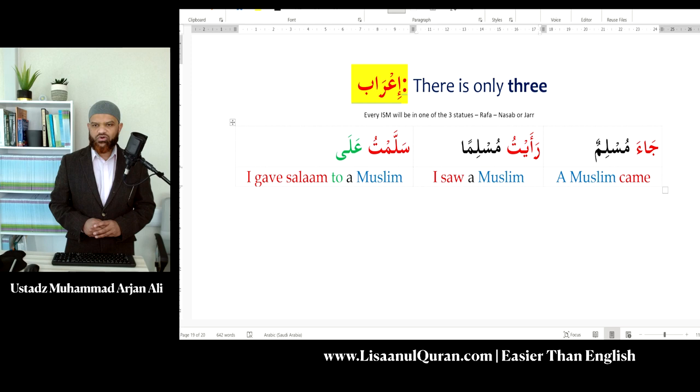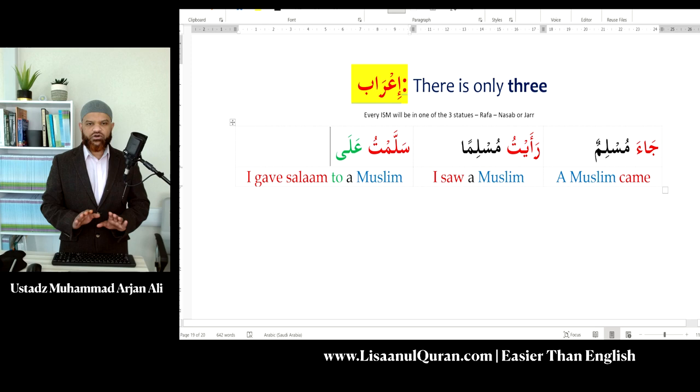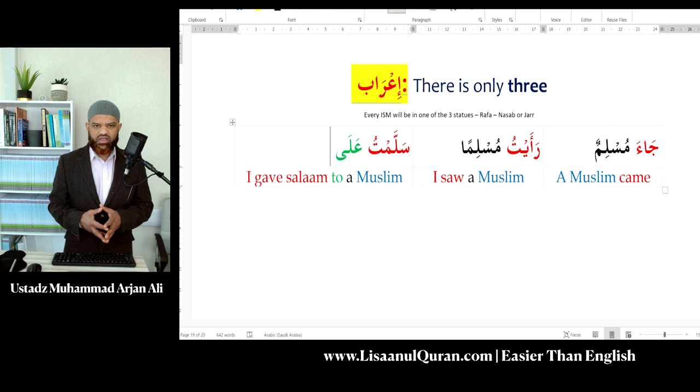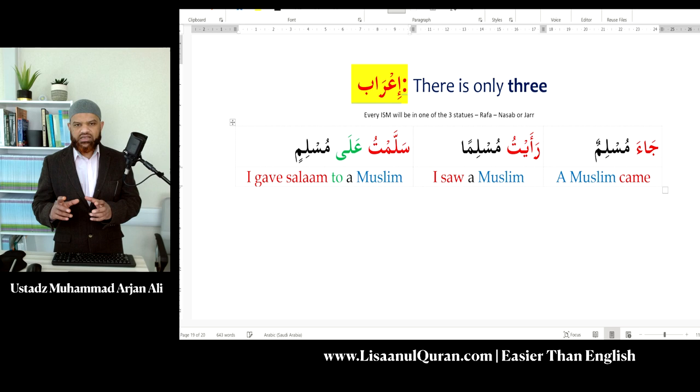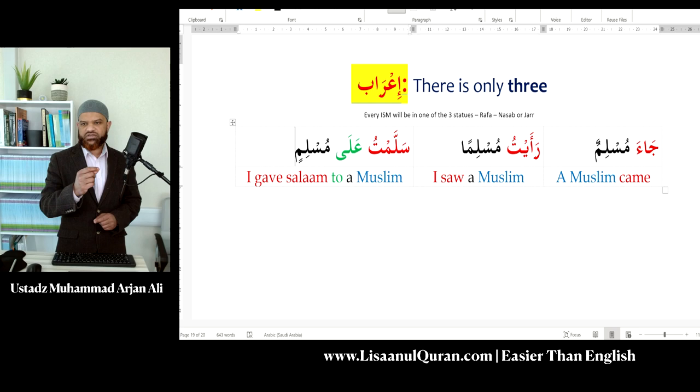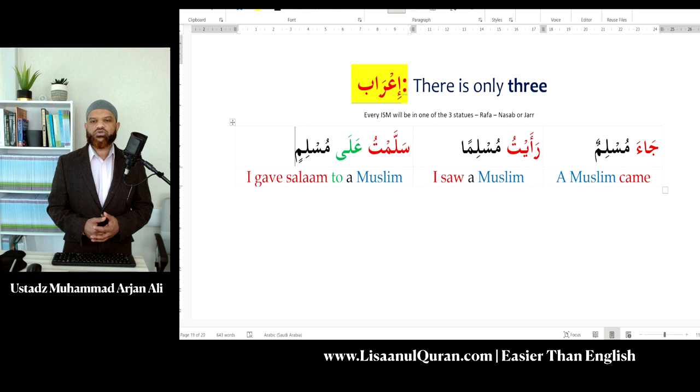In the third example, the word Muslim here is not playing the role of the object. I gave salam to Allah, it's coming after a word called 'to' in English. So anytime it comes after a word like ala, there are 17 of them, but we'll use ala as our example, it will be in jar status. So it will be Muslimin. So I gave salam to a Muslim, salamtu ala Muslimin. Please memorize these three sentences, write the English and the Arabic, and note the three i'rabs, rafa, nasab, and jar. And this will help you, inshallah ta'ala, in remembering the subject of i'rab and also beginning to use them in sentences and phrases.